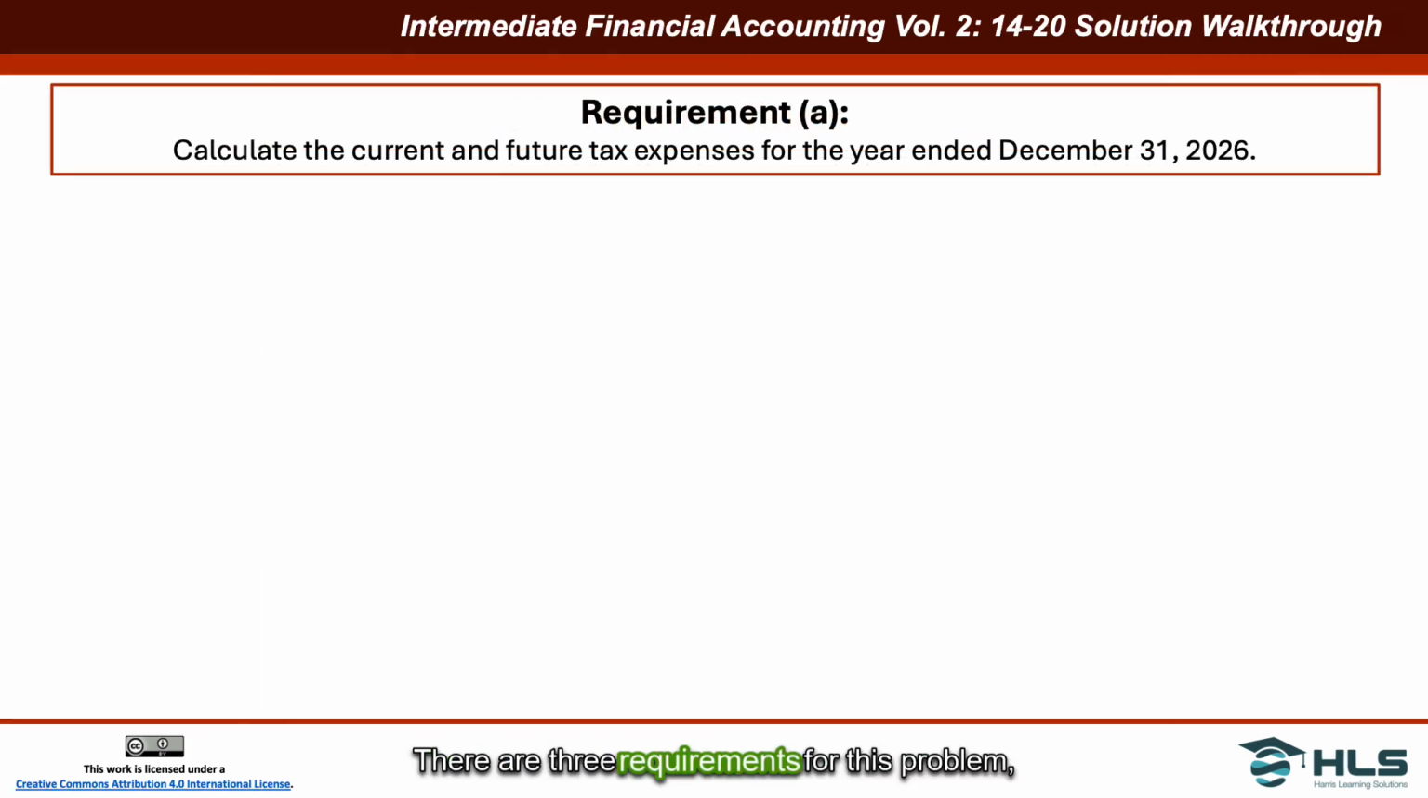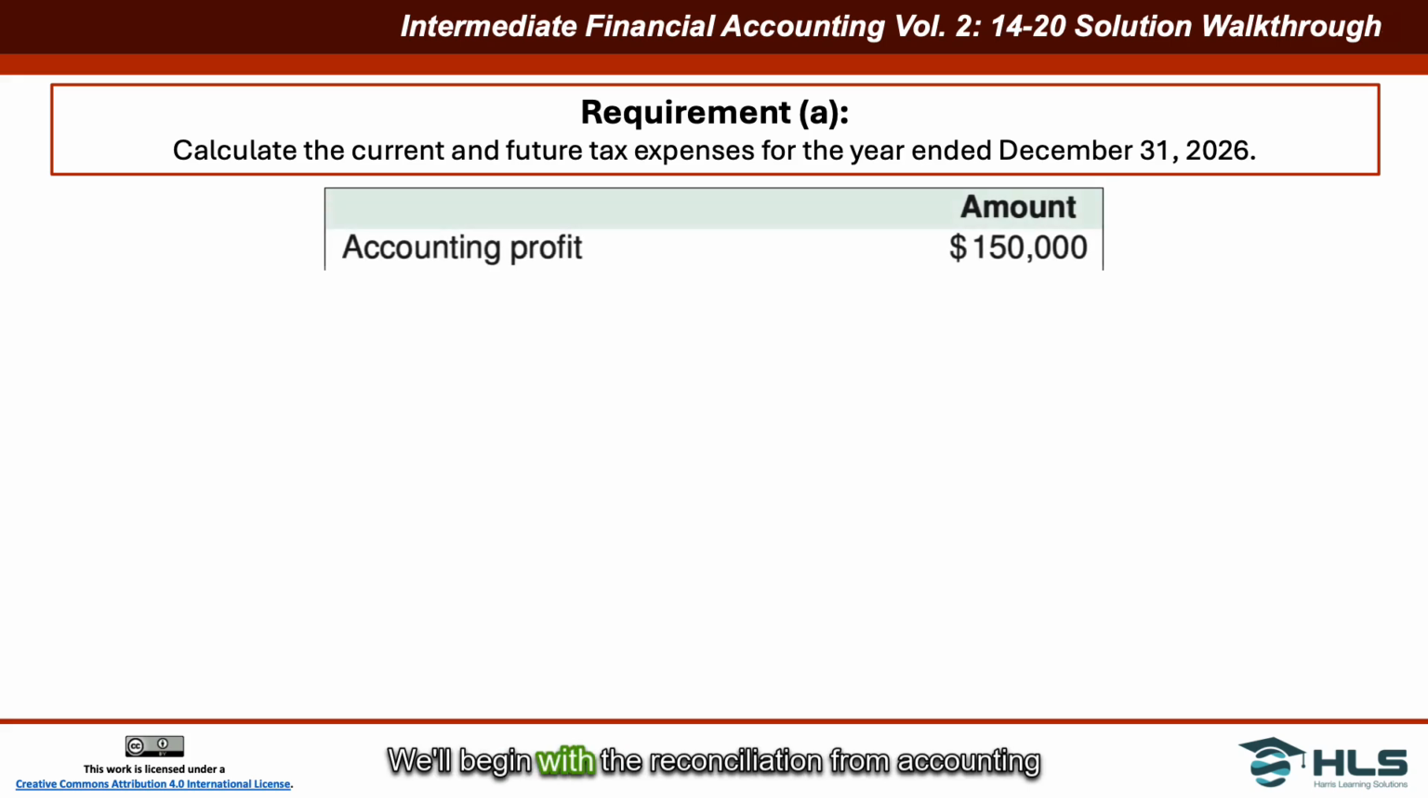There are 3 requirements for this problem, so let's begin with requirement A, which asks us to calculate the current and future tax expenses for the year ended December 31st, 2026. We'll begin with the reconciliation from accounting income to taxable income. So we always start with the accounting income, or accounting profit in this case, of $150,000.